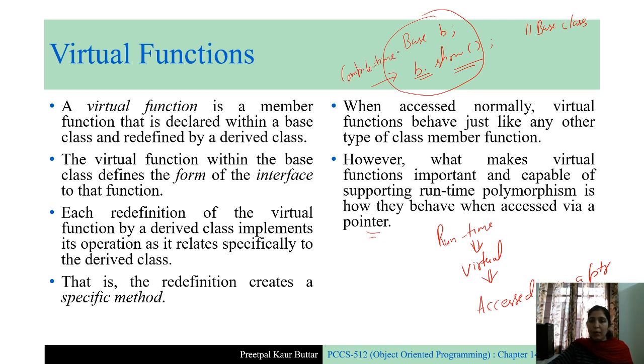Okay, runtime binding will happen only when you access a virtual function through a pointer. Okay, BP arrow operator show. Here BP is having some address. It can have the address of a derived class, it can also have the address of the base class.